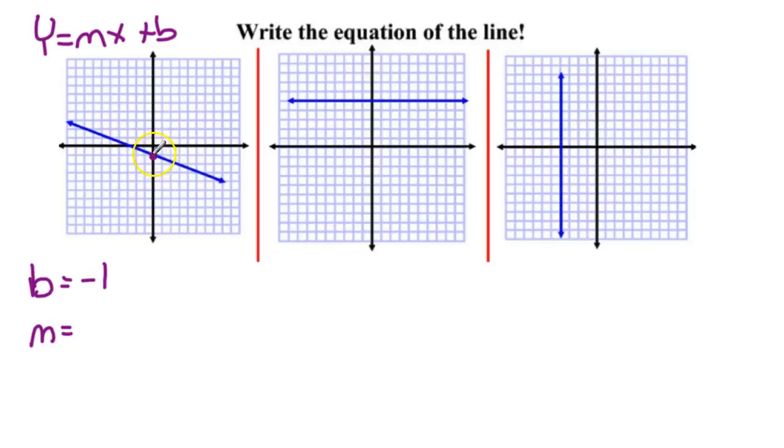Now I need to find the slope. Now just looking at this, is it going to be a positive or negative slope? It's going to be a negative slope because it's going downhill. So I'm just going to start off by putting a negative sign down here. So what I need to do is find some points that are intersecting this line with these grid lines. So let's see, it looks like right there it does.